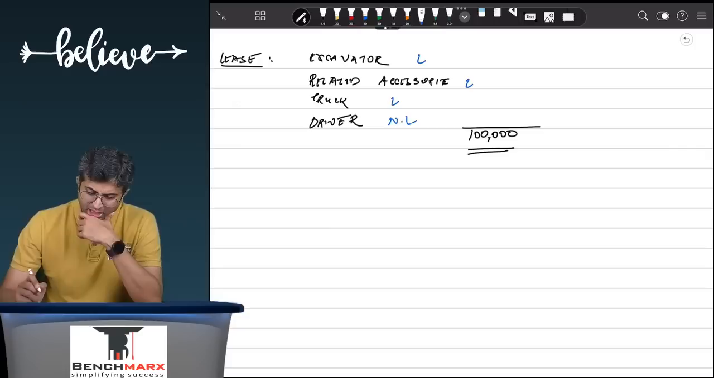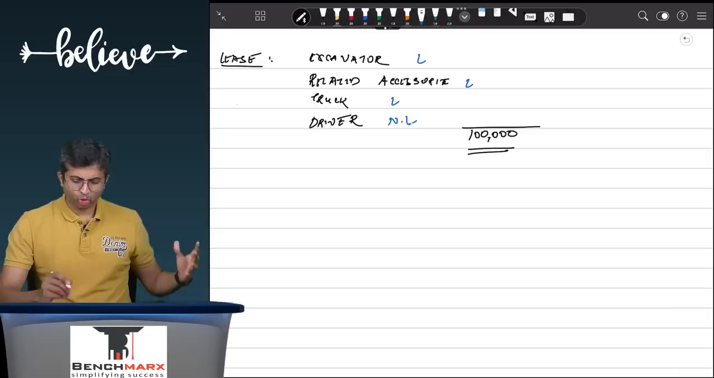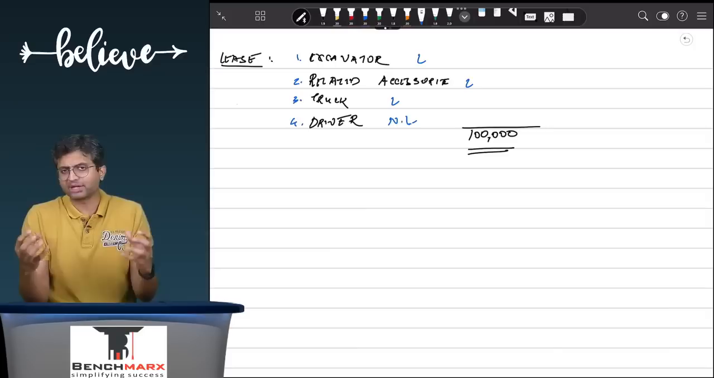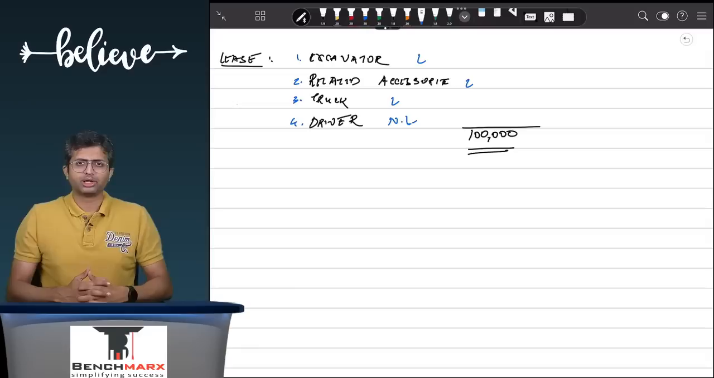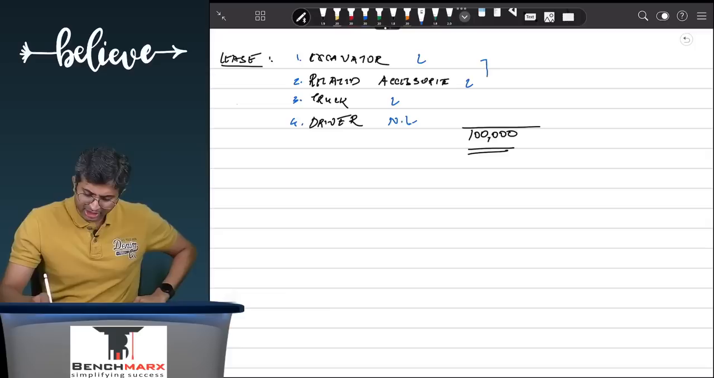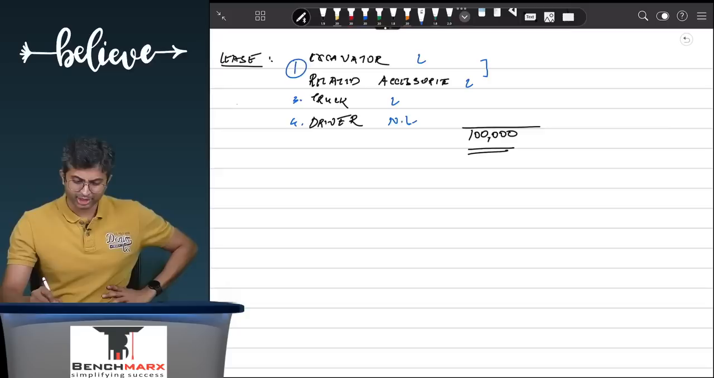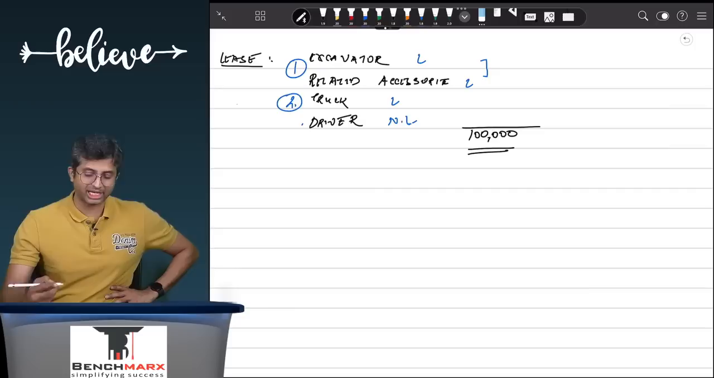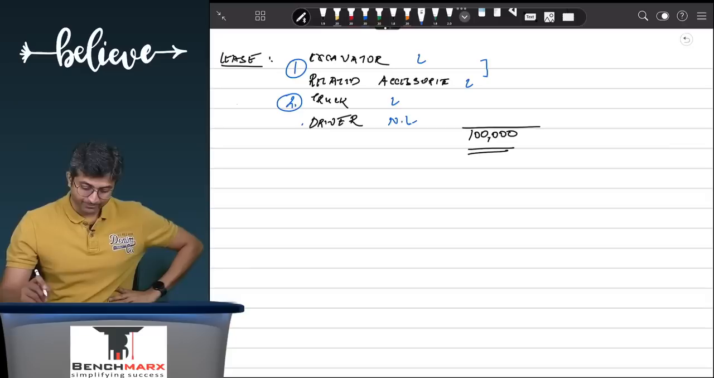Now, should you show all of these four items separately? Well, the law says that the lease components have to be shown separately unless the components are highly interrelated. In this case, you can see that the excavator and its related accessories are highly interrelated. They are interdependent and hence they will be treated as a single component. The truck can be operated even in absence of this mine, and as a result, it is not highly interrelated or interdependent, and hence the truck will be shown separately, but the excavator and the related accessories will be shown together. The driver is a non-lease component and will be shown separately.